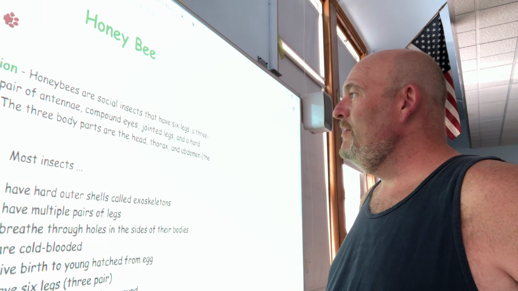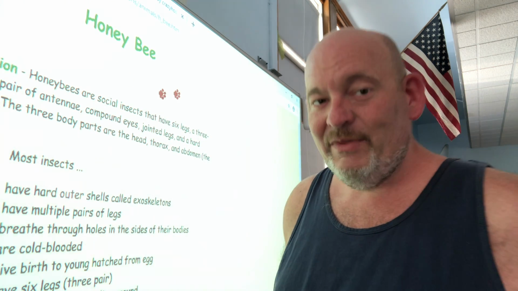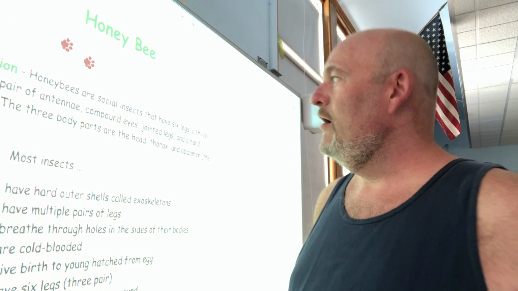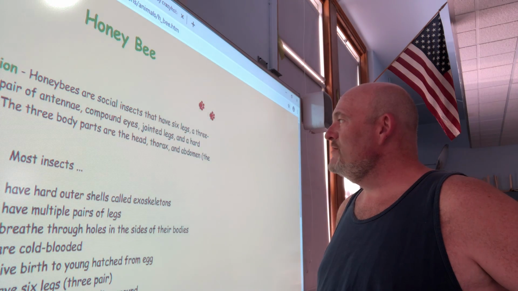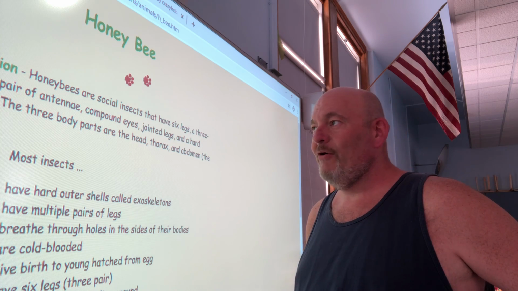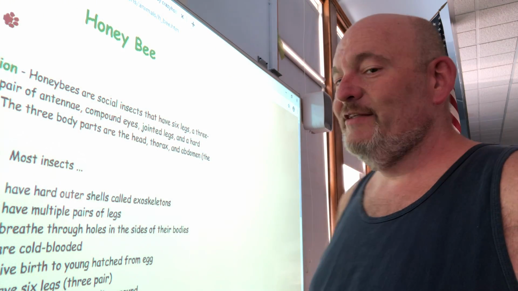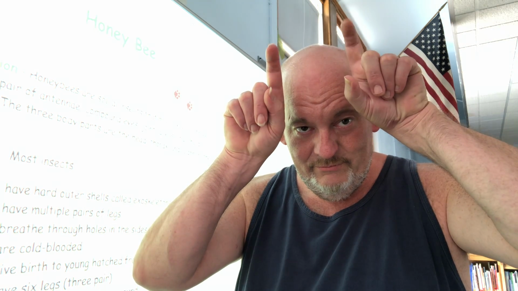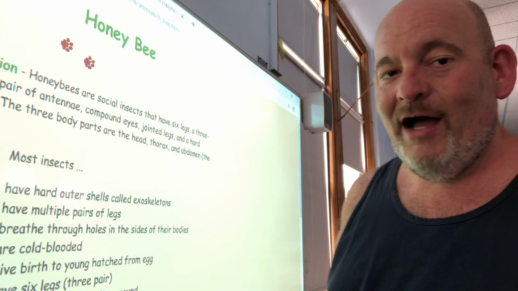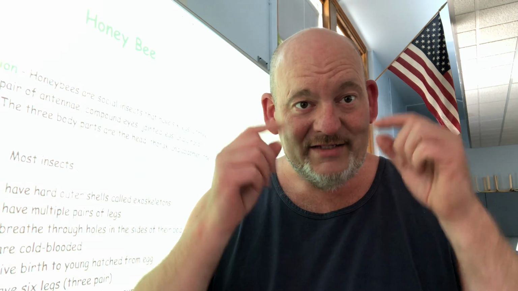Classification. Honeybees are social insects. That means that they live in groups. All right? They have 6 legs and 3-part bodies, a pair of antennae, compound eyes. Compound eyes have different lenses inside of them. You notice bees, they can't move their eyes like we do. So they have different lenses in their eyes to see in different places, which they actually see at all times.